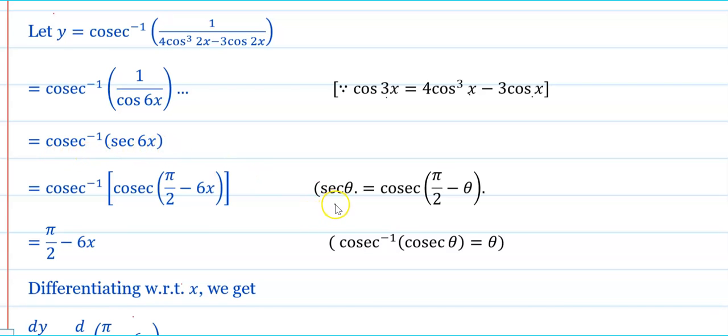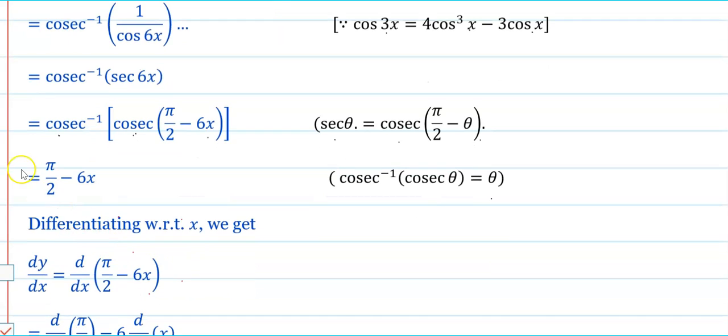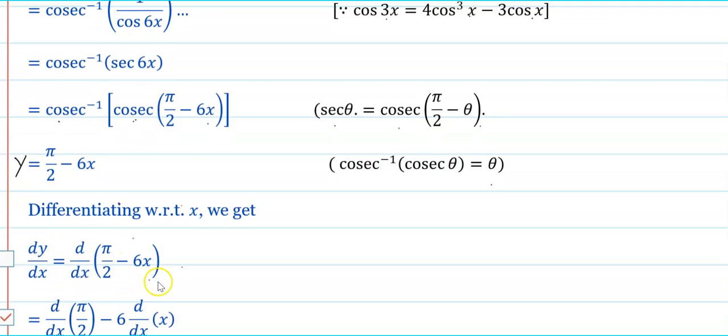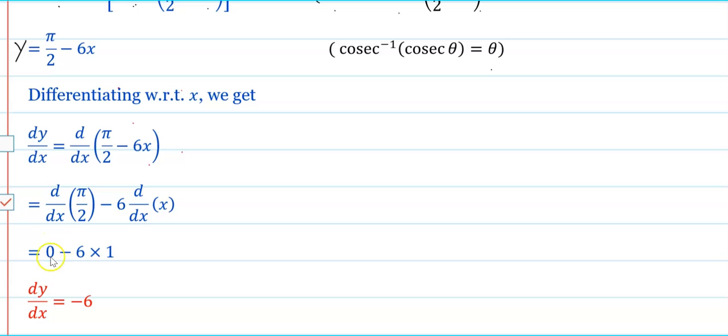Now again, what is sec theta? Cosec of pi by 2 minus theta. Similarly, sec of 6x means cosec of pi by 2 minus 6x. Now cosec inverse of cosec, and that is theta, which is pi by 2 minus 6x. Now again here, y is equal to pi by 2 minus 6x. Differentiate this with respect to x, d/dx of pi by 2 minus 6x. Pi by 2 is a constant, its derivative is 0. 6 is a multiplicative constant, 6 into d/dx of x. Derivative of x is 1, and hence dy by dx is equal to minus 6.